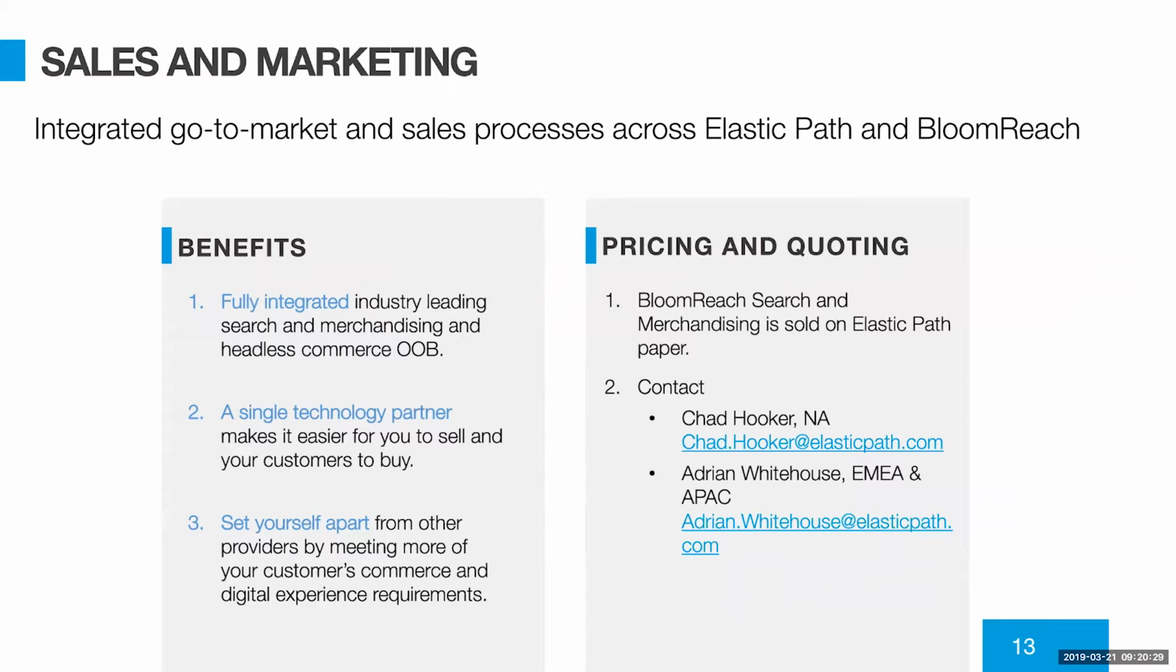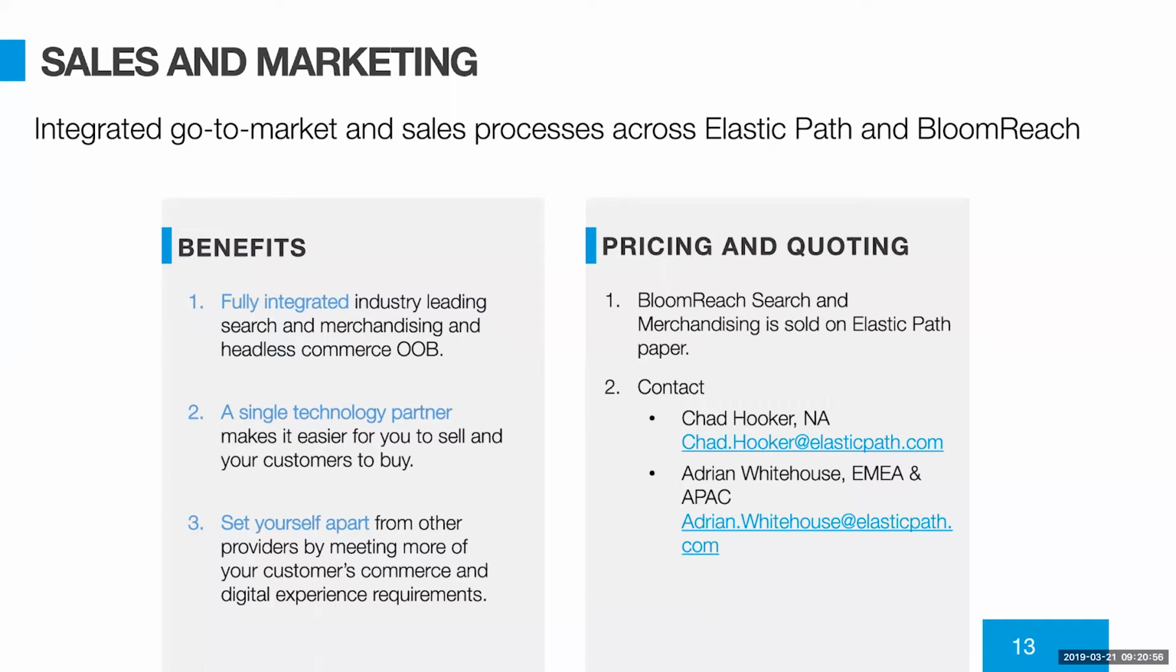First, as John mentioned, the fully integrated solution gives you best-in-class search and merchandising capability from within Elastic Path Commerce. So now you just have to sell one solution and get the benefit of this advanced search and merchandising capability. Second, we are trying to make things very simple for you. So you now have to deal with only one single technology partner, which is Elastic Path.